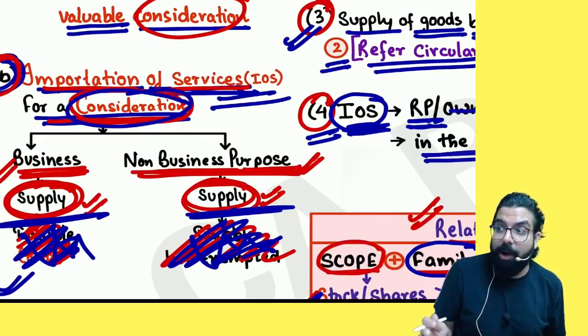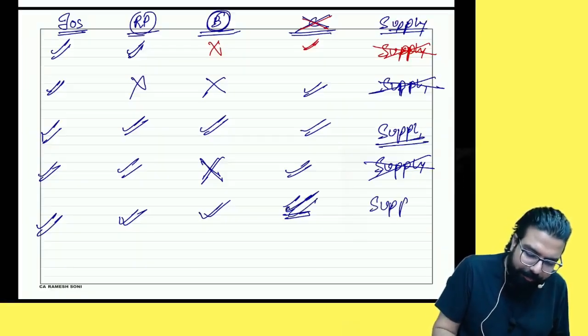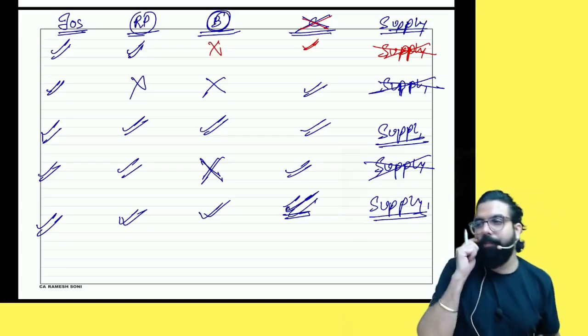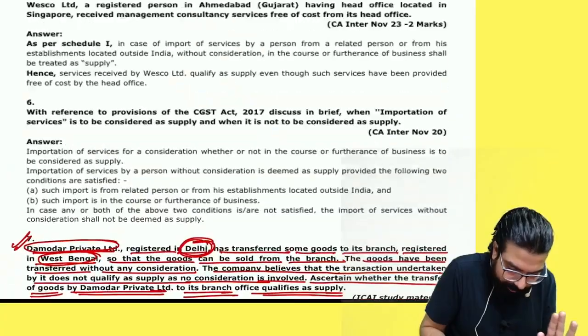Can I go ahead, everyone? Now tell me, without consideration, will it be a supply? Is my point clear to all? Can I give you one more example or got it? Okay, if you got it, you tell me the answer. 1 minute.